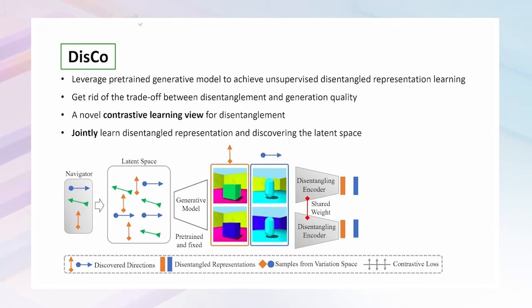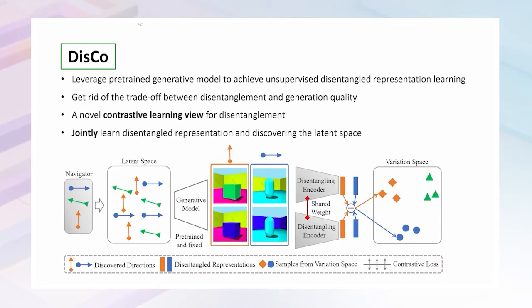To model the variations between the image pairs, we build the variation space based on the encoded representations. By pulling together similar variations and pushing away different variations, we jointly train the navigator and the encoder to make the navigator discover distinct directions and the encoder extract disentangled representations. By leveraging the pre-trained generative model in this way, we ensure high generation quality and do not have the trade-off between disentanglement and generation quality.